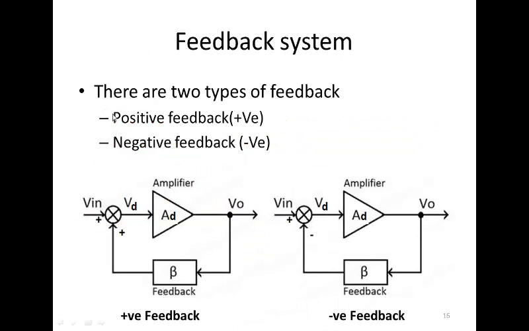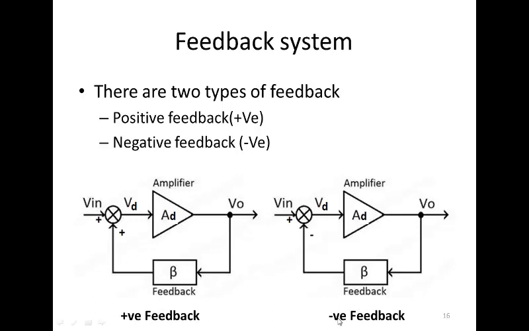So we have feedback systems. There are two types of feedback: one is called positive feedback, and the other one is called negative feedback. These two figures classify the positive and negative feedbacks. Positive feedback is the one in which the output signal is fed back and added with the input signal. The addition of these two is applied at the input of the op-amp as a differential input. This configuration is called the positive feedback configuration.